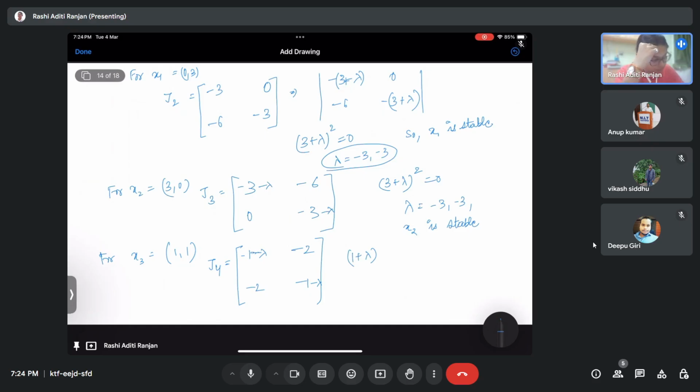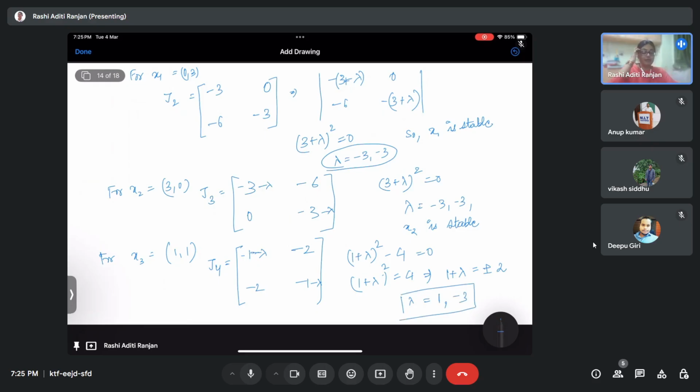Yeah, (1 + λ)² − 4 = 0. So (1 + λ)², sorry, it should be a whole square, equals 4, which implies 1 + λ equals ±2. So for λ we are going to have −1 + 2 = 1 and −1 − 2 = −3.